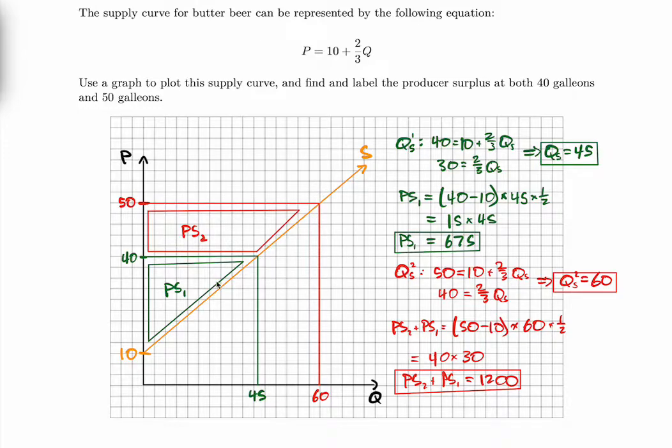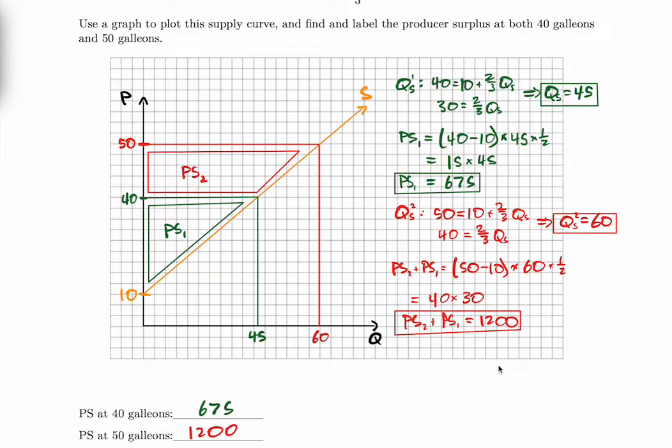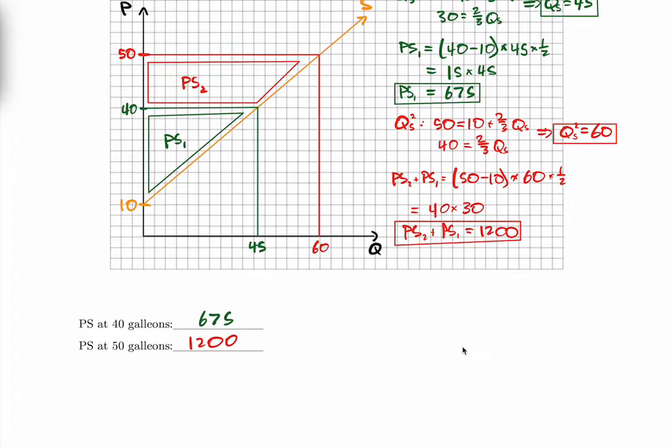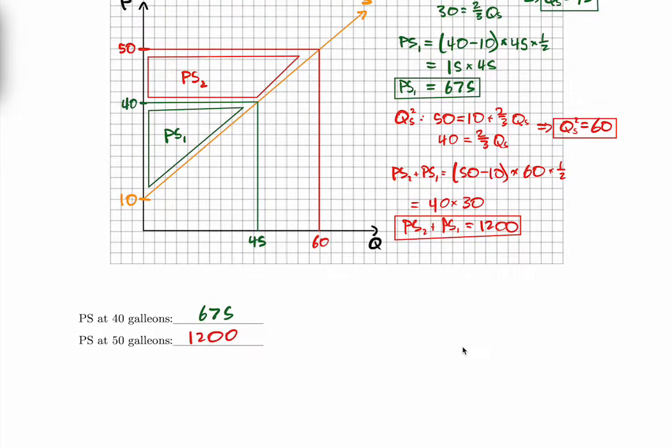Okay, so that gives us the producer surplus at a price of 40, and then we just follow the same steps. We plug a price of 50 into the supply curve when we're finding the quantity supplied at a price of 50, and then we use all the numbers that we've established to find the area of this larger triangle, which is the area under the price of 50, above the supply curve, and inside the quantity supplied of 60 here. Once we do that, we get a producer surplus of 1,200.